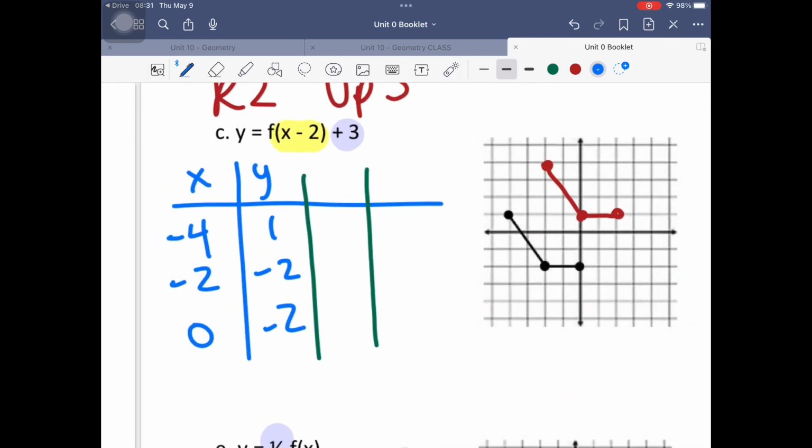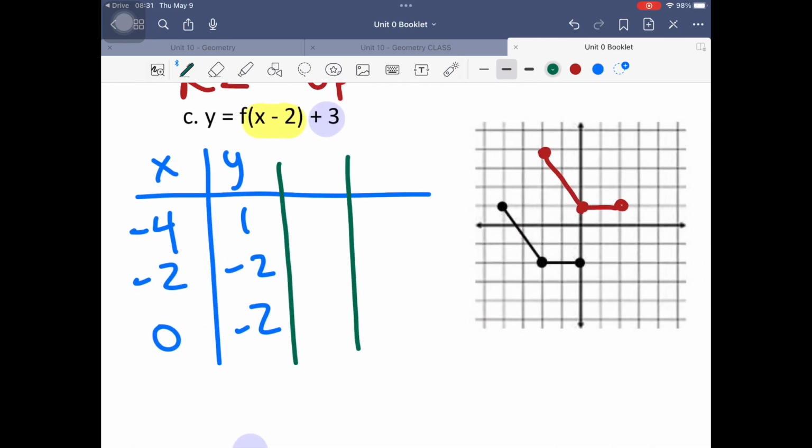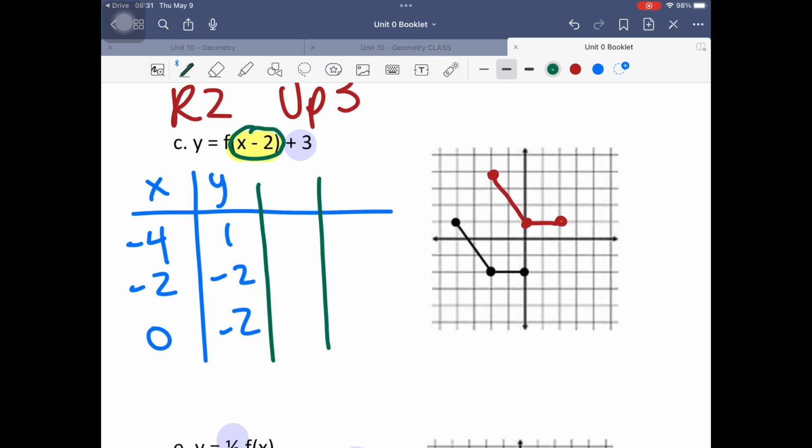Okay, now this is how we would do our transformation table here. I'm going to look at this. The transformation we said was right 2, so that means it's going to be x plus 2. Okay, now this goes up 3, and that is a y value. Okay, so it's going to be y plus 3. Okay, anything that happens on the inside is going to have to do with x, and then this is going to deal with y. You go off the transformations. It said right 2, so I'm going to go x plus 2.